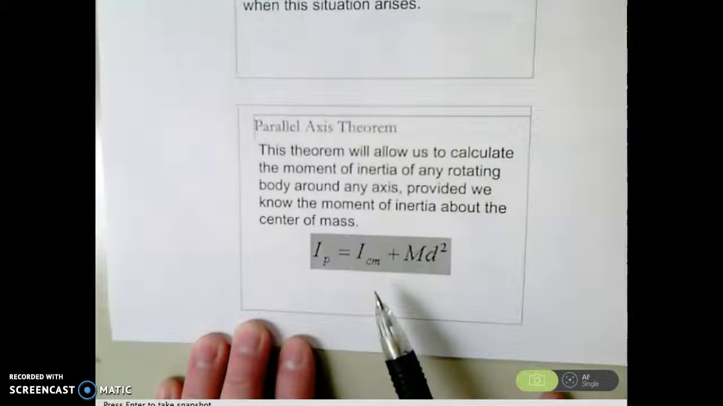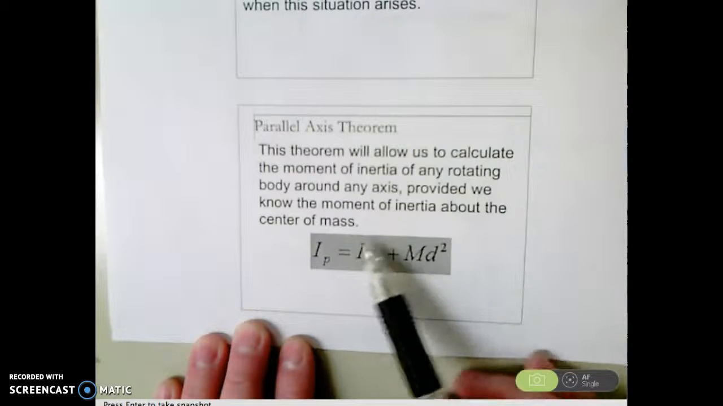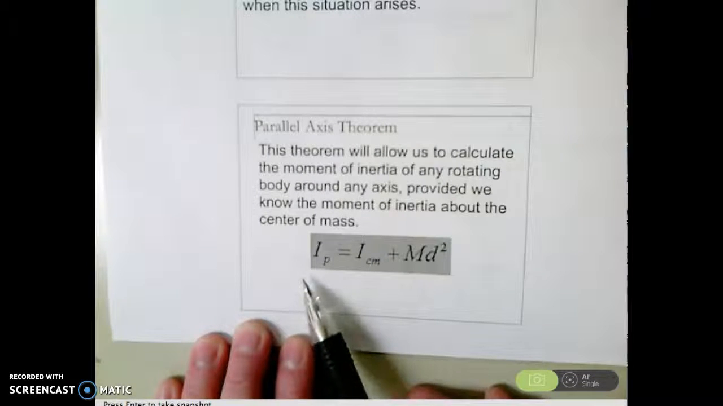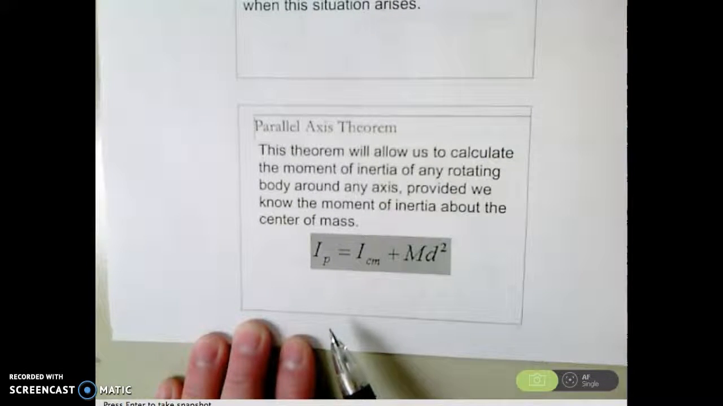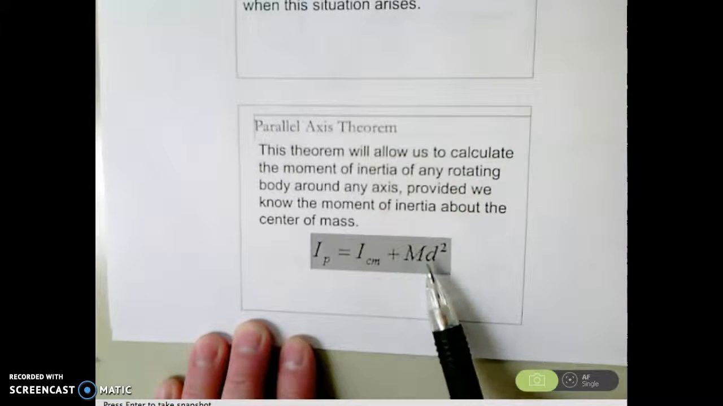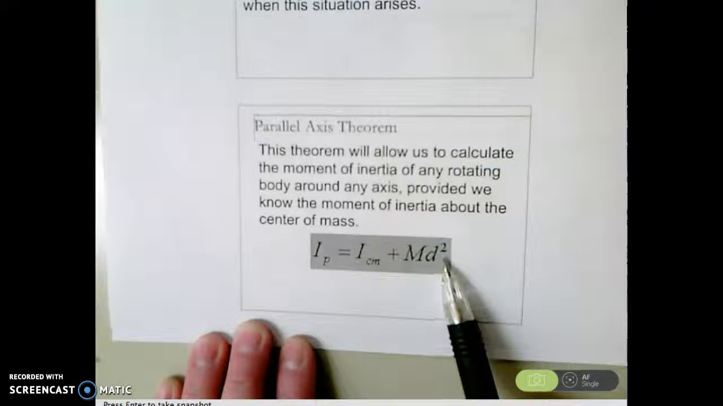So this is our adaptation. In order for us to figure out the shift when something's rotating around its center of mass to when it's rotating around a new point outside of the center of mass, we would use this parallel axis theorem. Just as a reminder, this is an equation that is not given to you on the AP exam. This is one that you're going to need to memorize. So again, parallel axis theorem, the moment of inertia around a point will equal the moment of inertia around its center of mass plus the total mass times the distance to the new point of rotation squared.